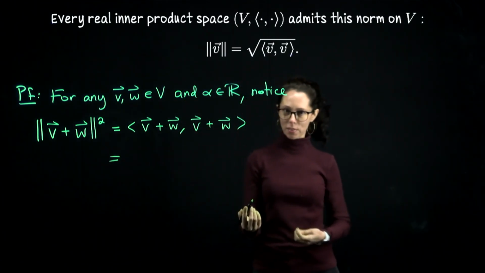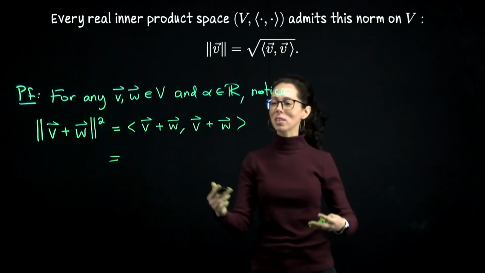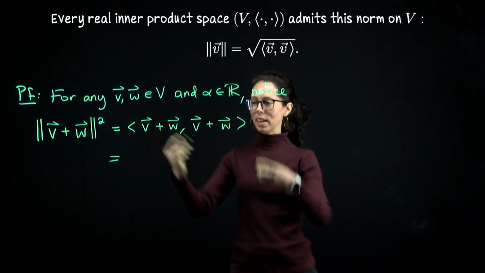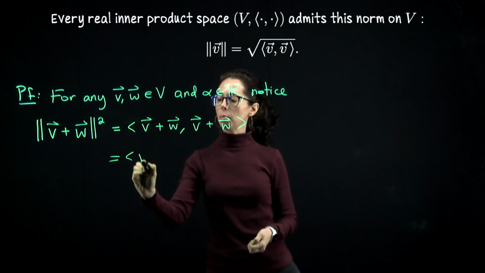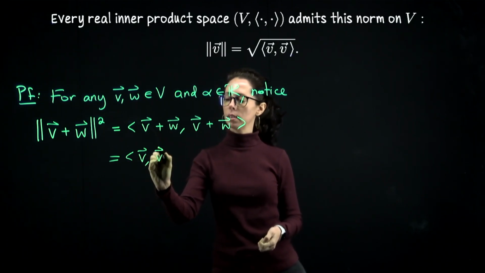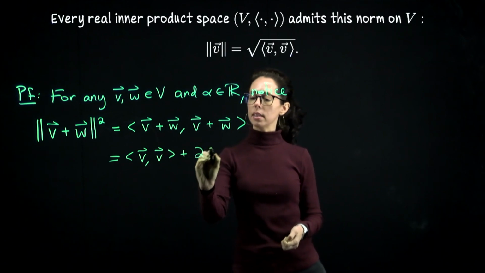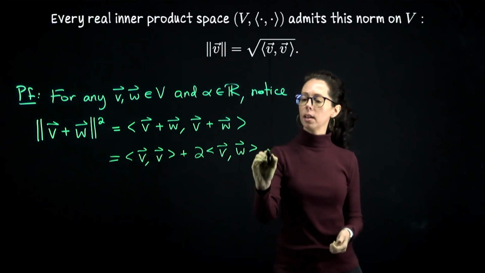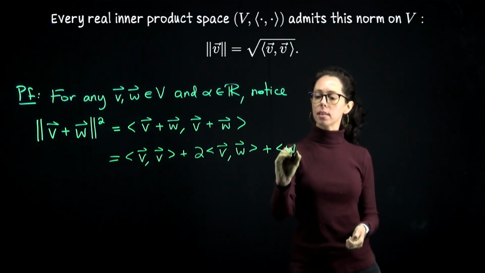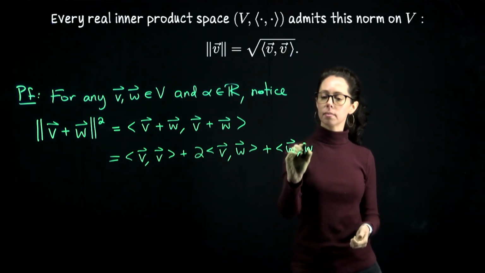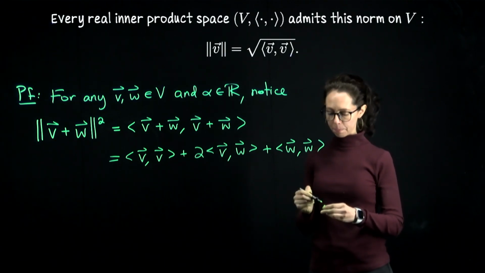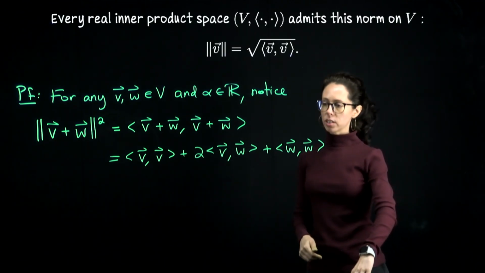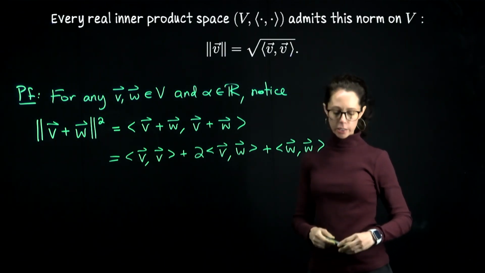And using properties of the inner product, we get that this expression is equivalent to the inner product of v with itself plus twice the inner product of v and w. There you're going to have to use symmetry to justify that, plus the inner product of w with itself. In the interest of space, I'm going to make an adjustment on this line.